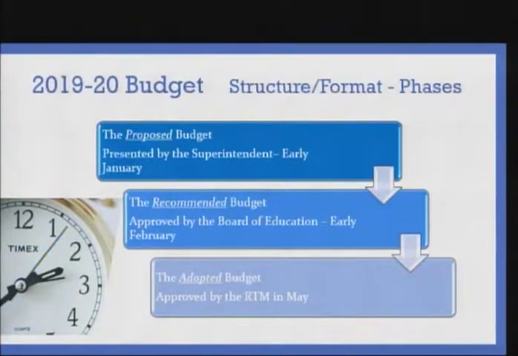There are 3 different phases in the structure and format that we go through. The first phase is early January, which is today. The superintendent presents his proposed budget. The recommended budget is approved by the Board of Education in early February, and the budget is adopted and approved by the RTM in May.